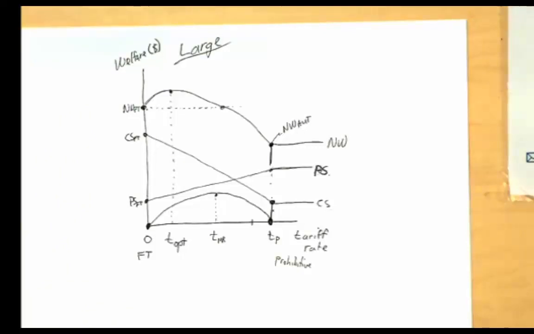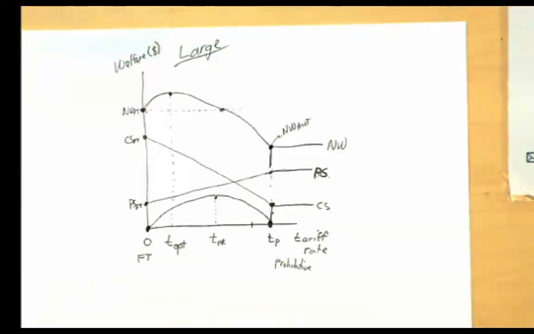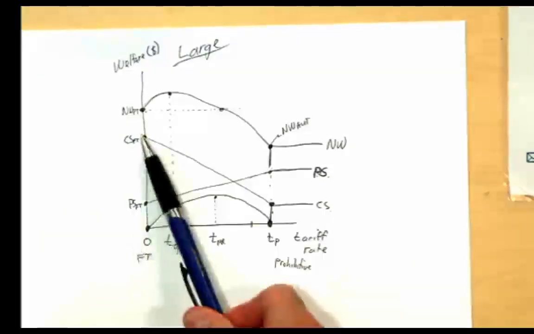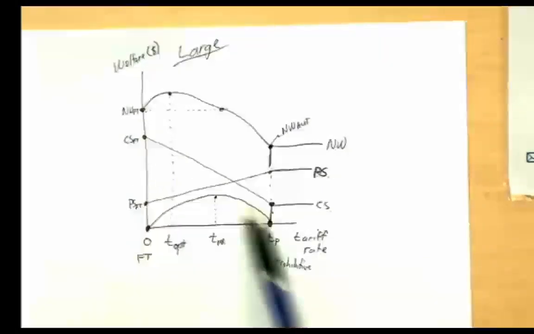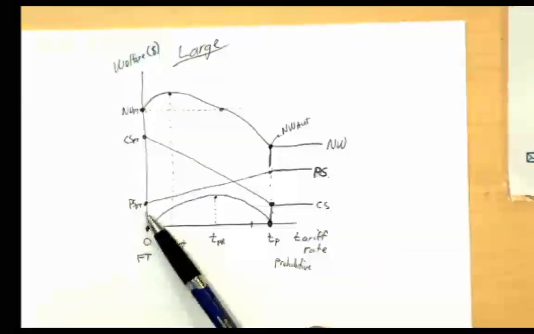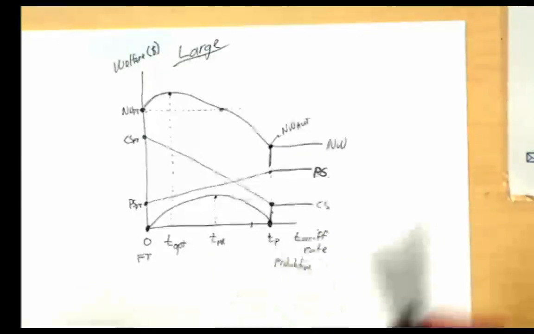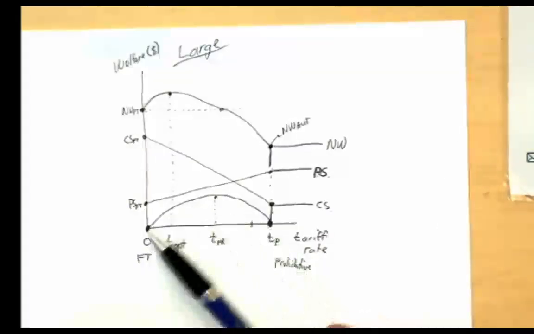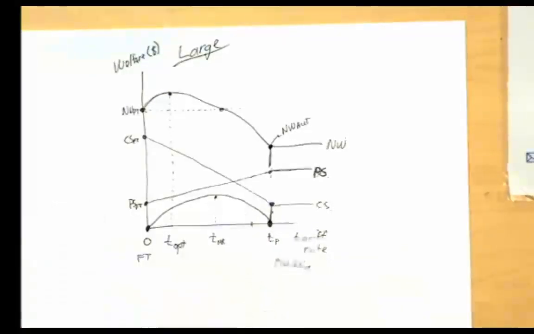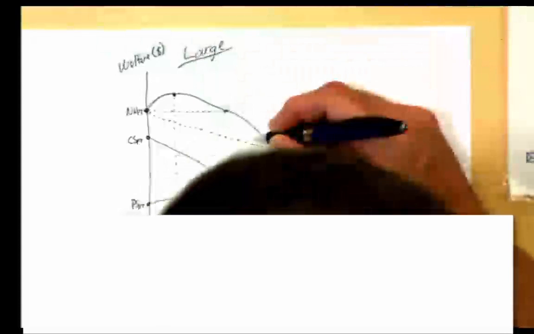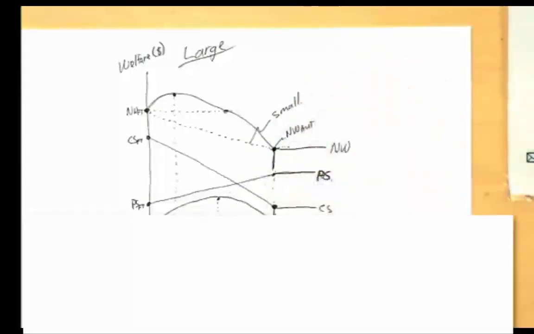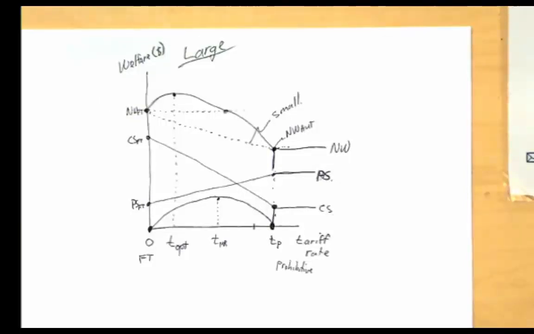Suppose we had a small country instead of a large country. Here's something that's rather interesting. If I had a small country, the consumer surplus line plotted across different tariff rates would look exactly like this. The producer surplus line would look exactly like this in shape. And the government revenue would look exactly like this. But there would be differences in the shape of the curves that were sufficient to cause the national welfare line in the small country case to look like this. National welfare falls continuously with increases in tariffs for a small country.